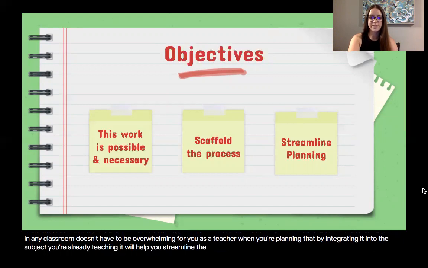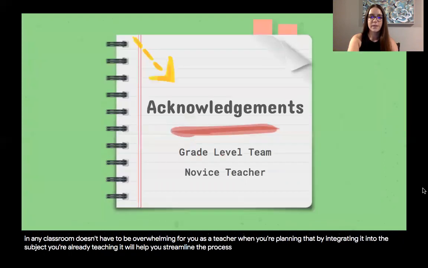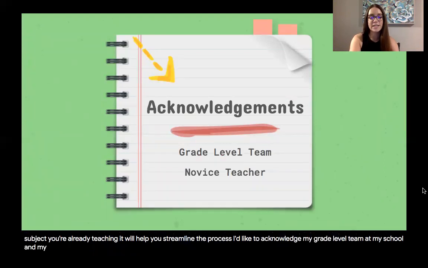I'd like to acknowledge my grade level team at my school and my novice teacher from UCLA. The resources I'm sharing today and the unit were co-created with these people.